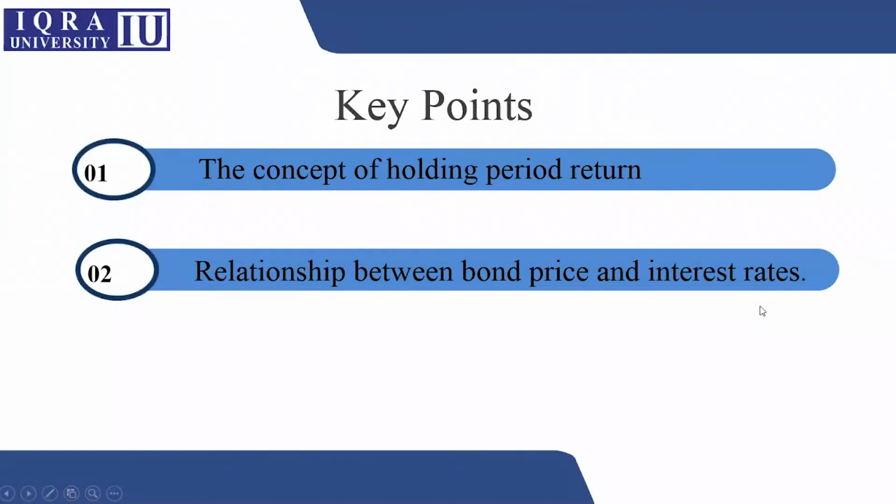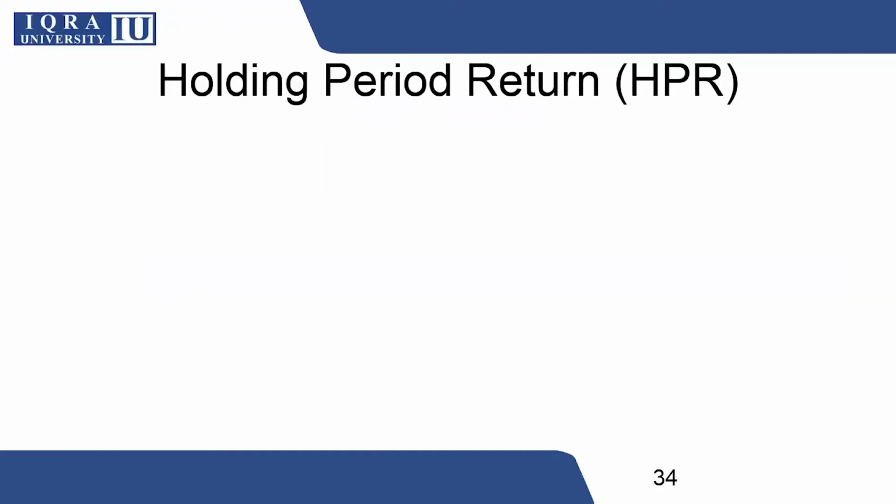In this lecture, we will cover two main components of bond valuation. One is how investors obtain holding period return, and second, what is the relationship between bond price and the interest rate which is prevailing in the market. So the key points that we will discuss in today's lecture are the concept of holding period return and the relationship between bond price and interest rates. Holding period return means what return a bondholder receives if he sells the bond before maturity.